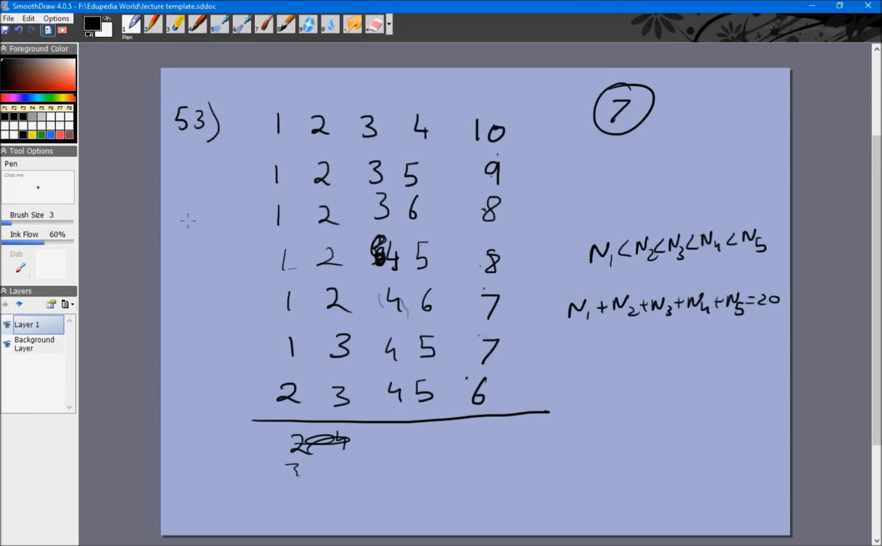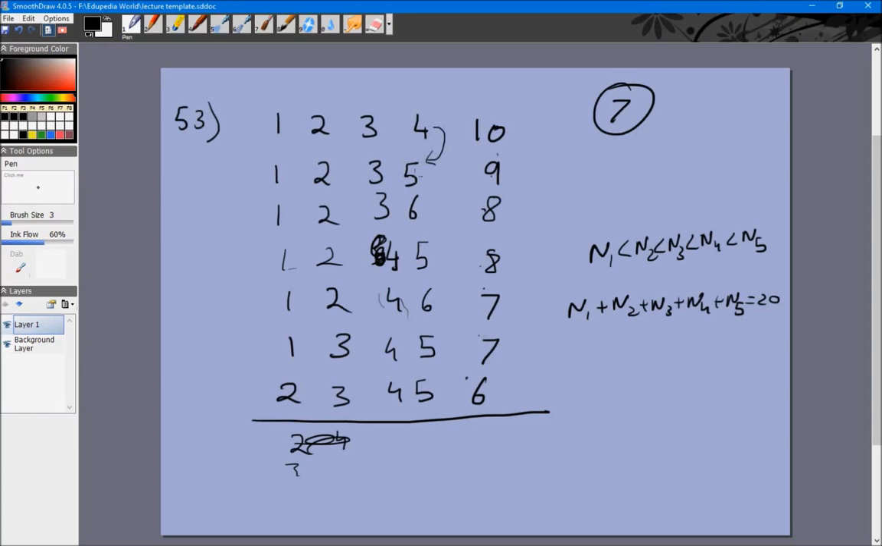So we start from the lowest point. 1, if this is 1, this has to be at least 2. And this has to be at least 3. And this has to be at least 4. And the fifth number can be anything such that the sum is 20. Right? So we make it 10. Now what we do is, if this is 1, this is at least 2, this is at least 3, this is at least 4. So we move on to the next case.